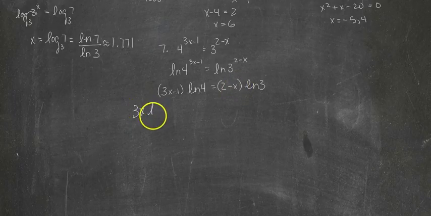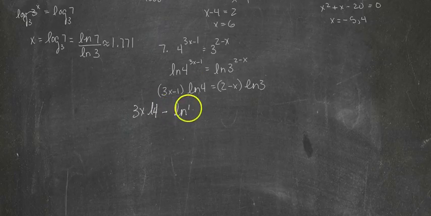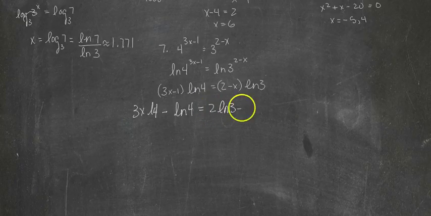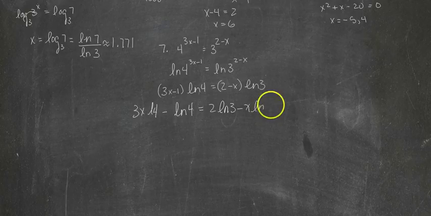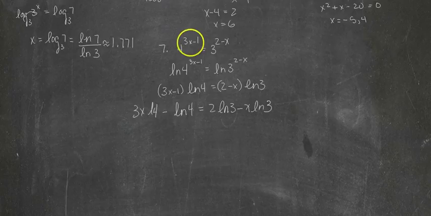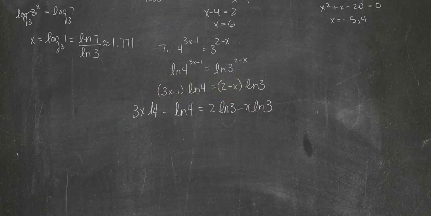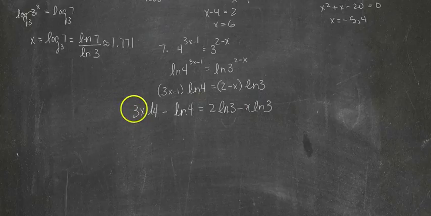So I have 3x times ln 4 minus ln 4 equals 2 ln 3 minus x times the natural log of 3. Whoops, excuse me, 3. And the reason that works is I'm trying to solve for x. And the only way to get these x's out of these parentheses and over on one side of an equation is to do the distribution.